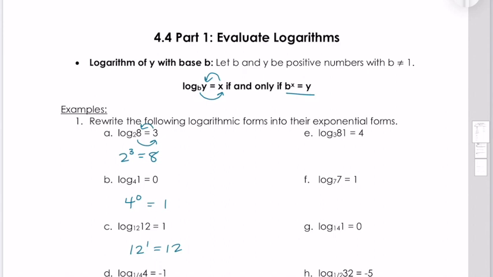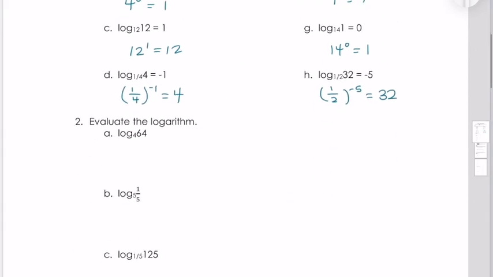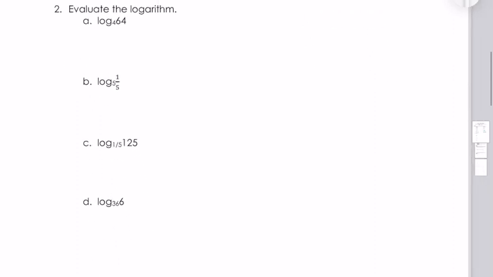For E, 3 to the power of 4 equals 81. 7 to the power of 1 equals 7. 14 to the power of 0 equals 1. And 1/2 to the power of negative 5 equals 32. Alright, so the logarithm is giving us that exponent number. And we are just switching forms in that first problem.